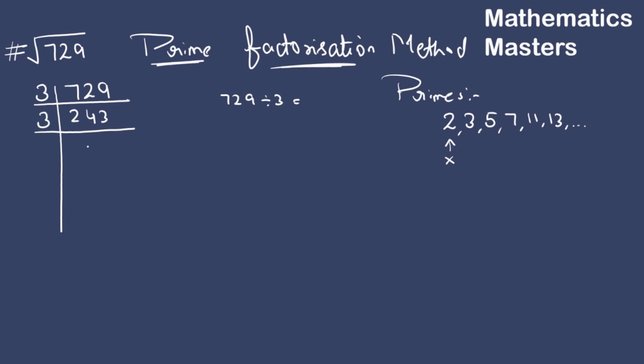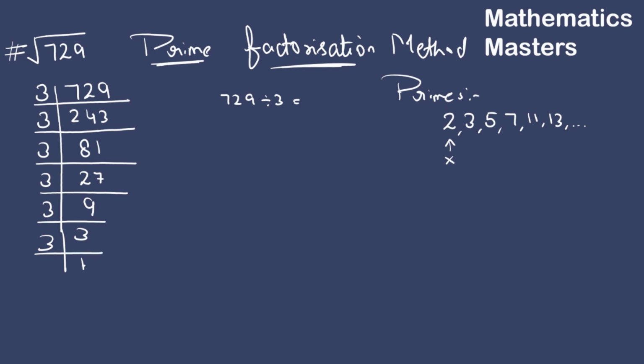3 times 8 is 24 and 3 times 1 is 3. We'll continue with the 3 once again. 3 times 2 is 6, remainder is 2, it becomes 21, 3 sevens are 21. Now it is again divisible by 3. 3 nines are 27. Again, 9 divided by 3 is 3. We'll divide 3 by 3 once again and we get 1.